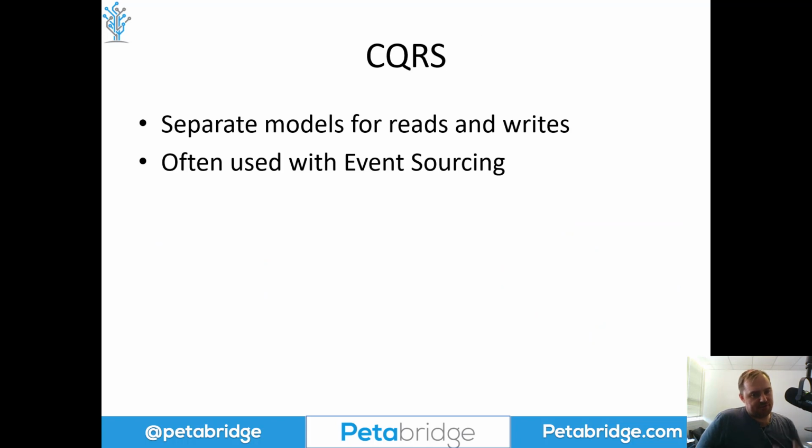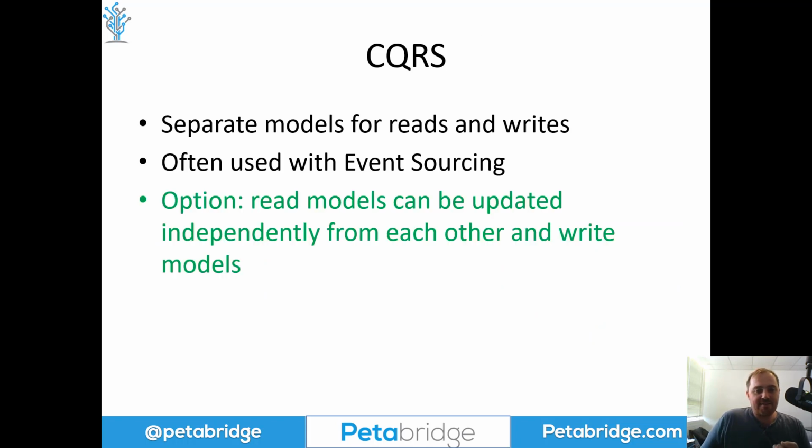CQRS is often used with event sourcing. And the way it typically gets used in event sourcing is that the read models will go ahead and subscribe to the events that are being written. And based on those events as they arrive, it will materialize a view of some type that can be accessed directly via a query. So for instance, let's say we're using Azure Table Storage for event sourcing all this data from all these different entities.